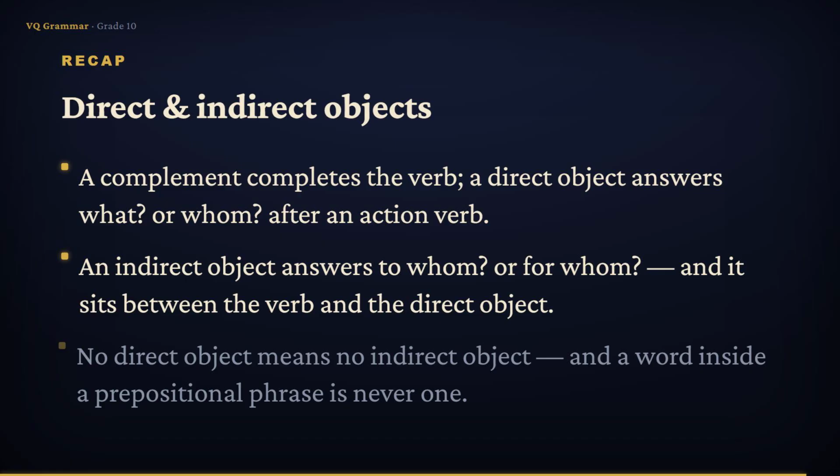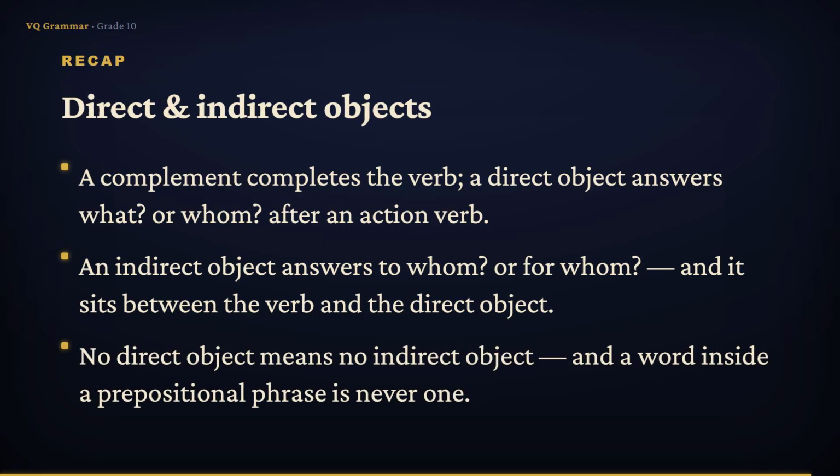Then hold on to the two guardrails. First, a sentence can only have an indirect object if it also has a direct object. Second, a word inside a prepositional phrase, like for her brother, is never an indirect object, no matter how much it sounds like one. In our next lesson, we'll meet the other complements, object complements and subject complements. I'll see you there.